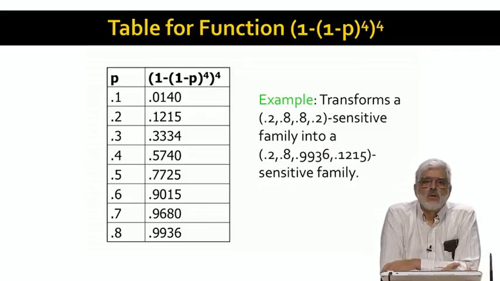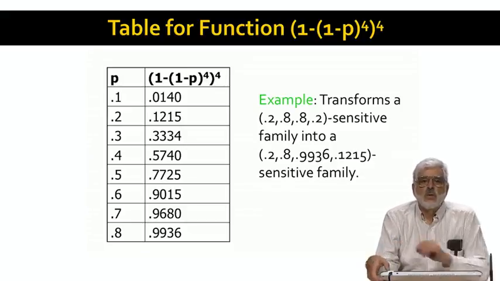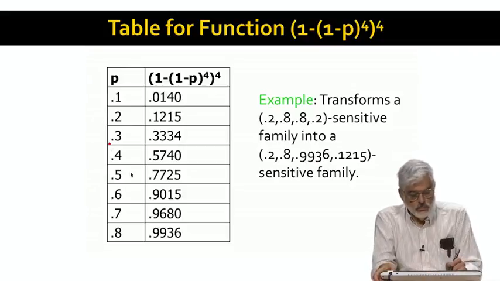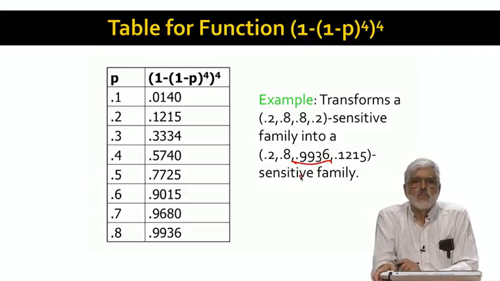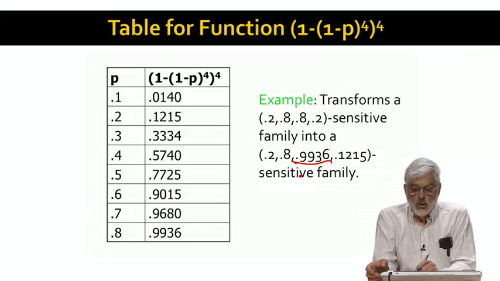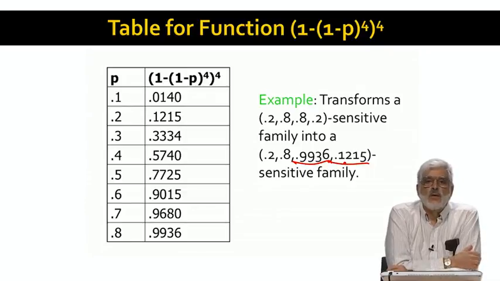Let's see what you get when you start with the min-hash functions, thought of as a 0.2, 0.8, 0.8, 0.2 sensitive family. Looking up the values for probabilities 0.8 and 0.2 in the table, you see you get a much higher probability for the low distance pairs, that's this, and you also get a somewhat lower probability for the distant pairs. And so again, both have been improved.